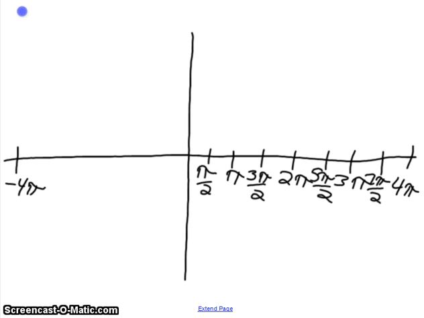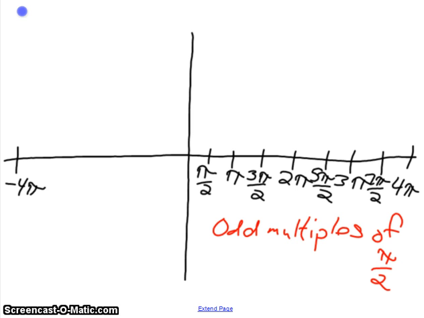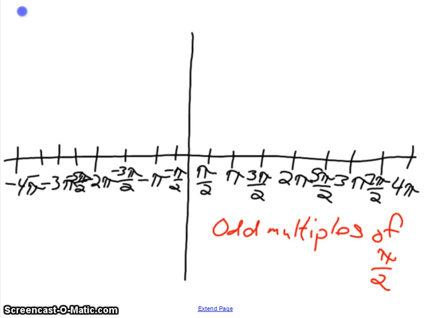These are odd multiples of pi over 2. The left-hand side, to the left of the y-axis, is going to be the mirror image of that. And you may want to pause the video to catch up with me.